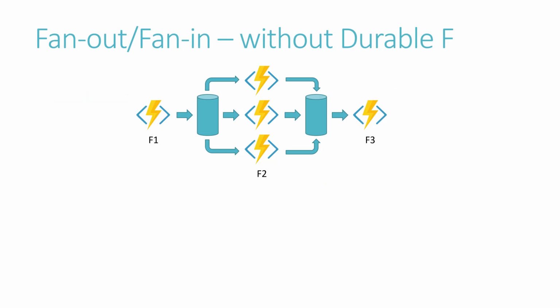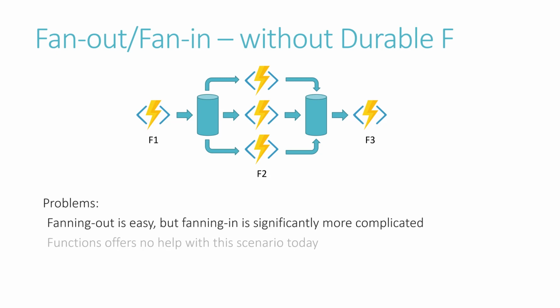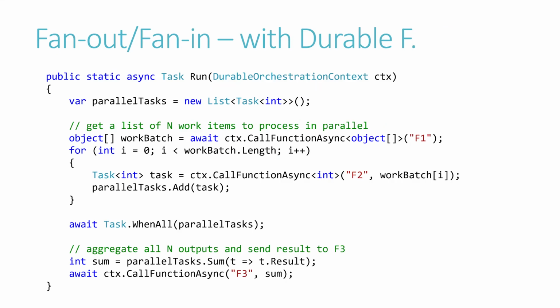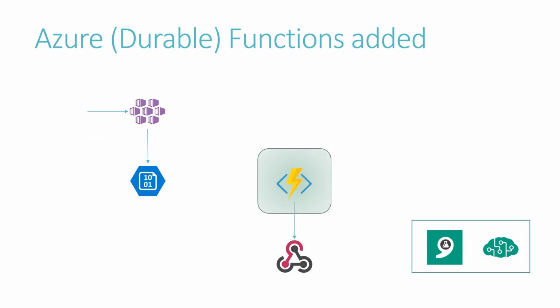Another problem is fan in. Fanning something out isn't really a problem. You just send a zillion of requests, but getting them combined together is a problem. By using durable functions, all you need to do is spin up a number of tasks and then call task when all, and your code will await for all of them to finish. So let's add durable functions to our diagram.